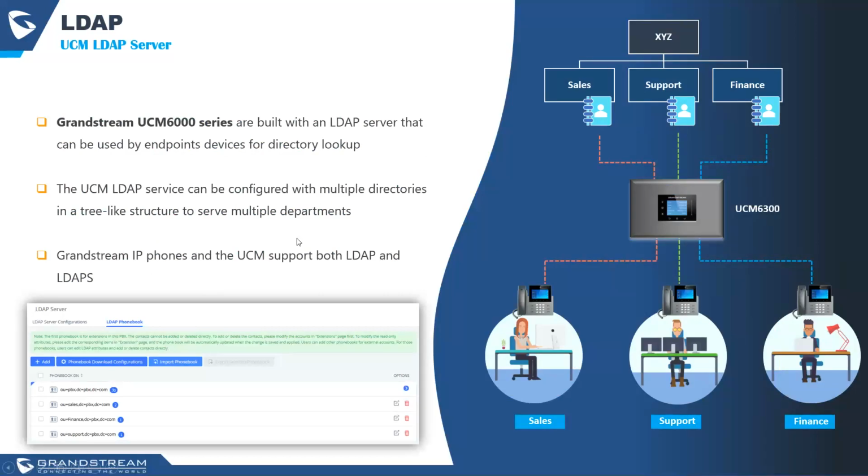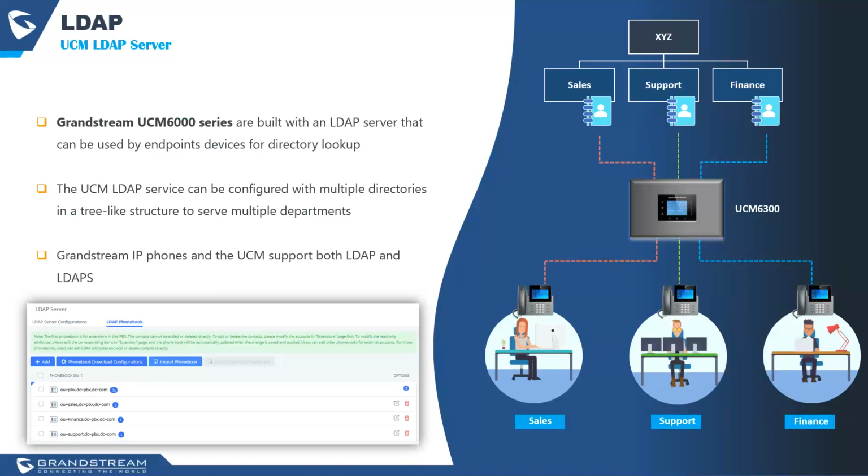So for the LDAP service that is built into the UCM, the UCM has an LDAP server that provides some information that users can search and look up using their IP phones. The structure of the LDAP service on the UCM is similar to the standard one. You have the main domain component, and then you can create multiple organizational units, where each organizational unit will have its own directory and its own phone book.